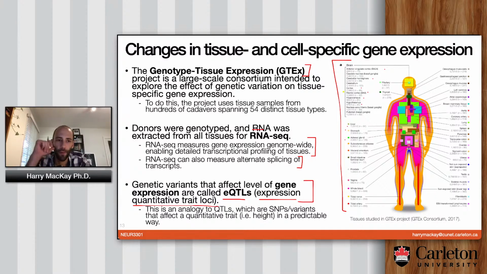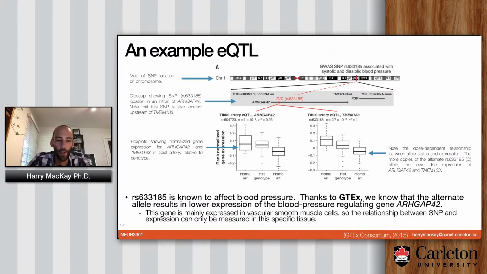You may remember QTLs, quantitative trait loci. These are regions of variation that correlate with quantitative traits like height or BMI. However, in this case, they're correlated with expression of a given gene. So here's an example of one of these that they found. Now, this is a rather complicated diagram, so I'll try to walk you through it.